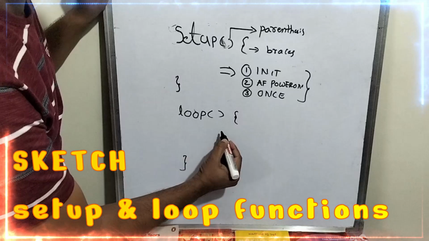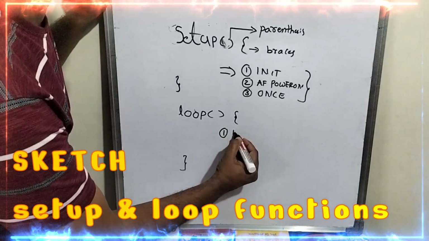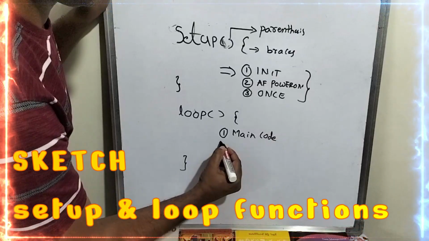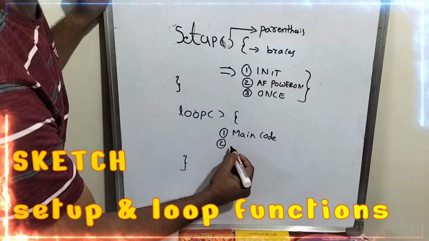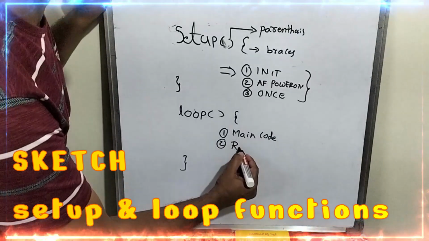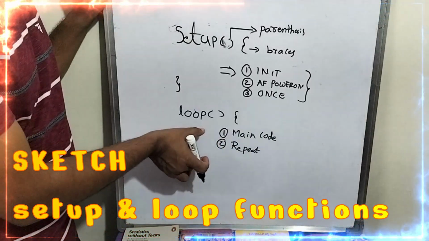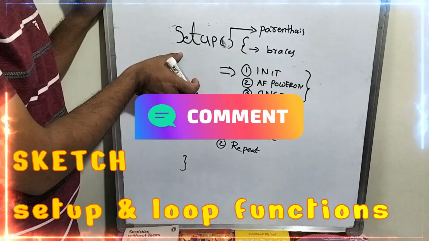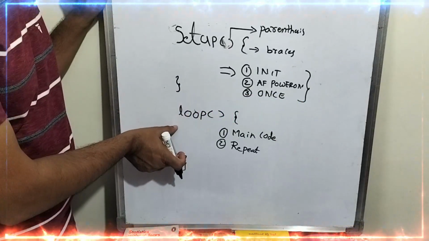In the loop function, this is the main code. And it will execute or run repeatedly, friends. So these are the properties of the loop function, friends. Now, what should be inside the setup and what should be inside the loop?